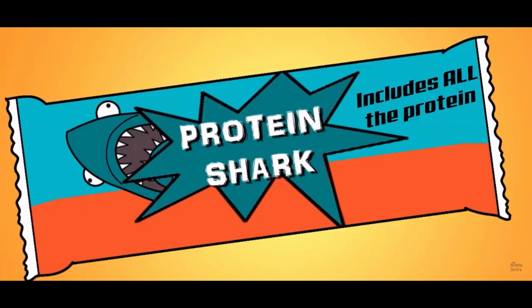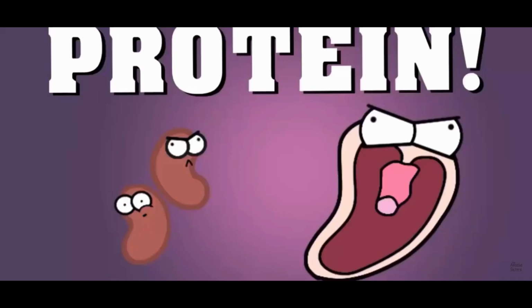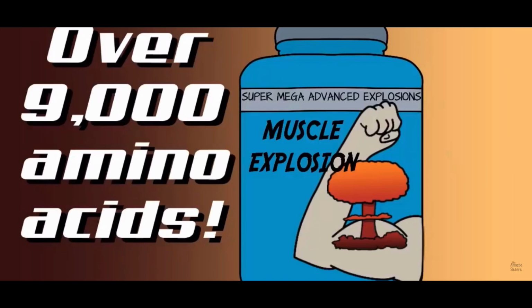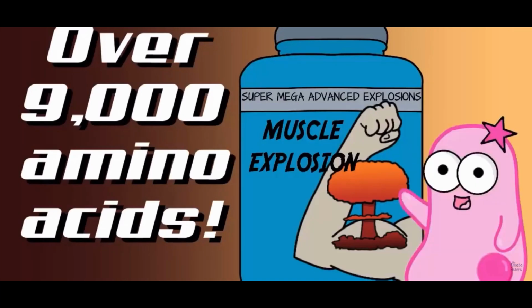The monomers of protein are amino acids. So sometimes you see these labels that say, this has 20 amino acids in this food. And really, they're just trying to say that it has protein, because proteins are made of amino acids, so that's just some fancy advertising for you.